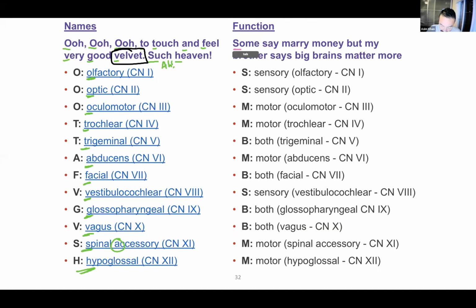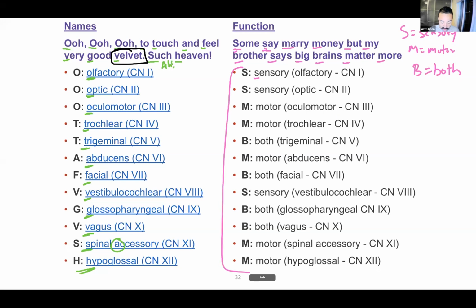To remember the function, here's another mnemonic. Some say marry money, but my brother says big brains matter more. S equals sensory. M equals motor. B equals both.